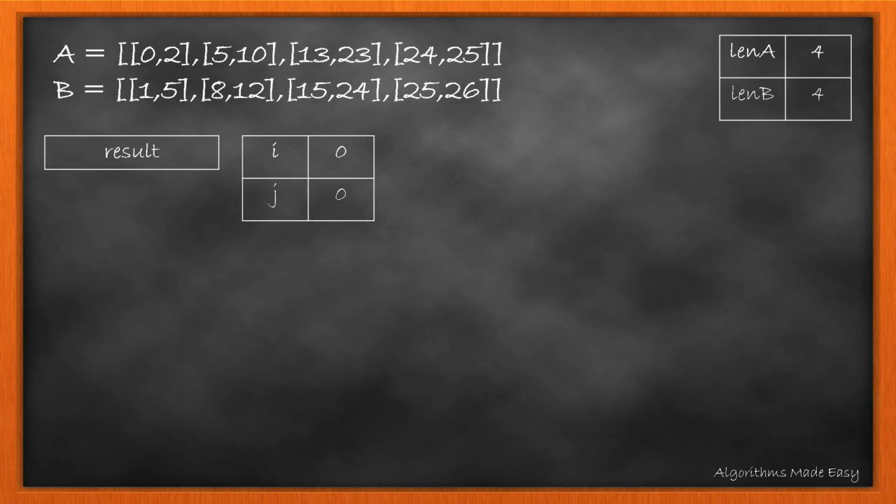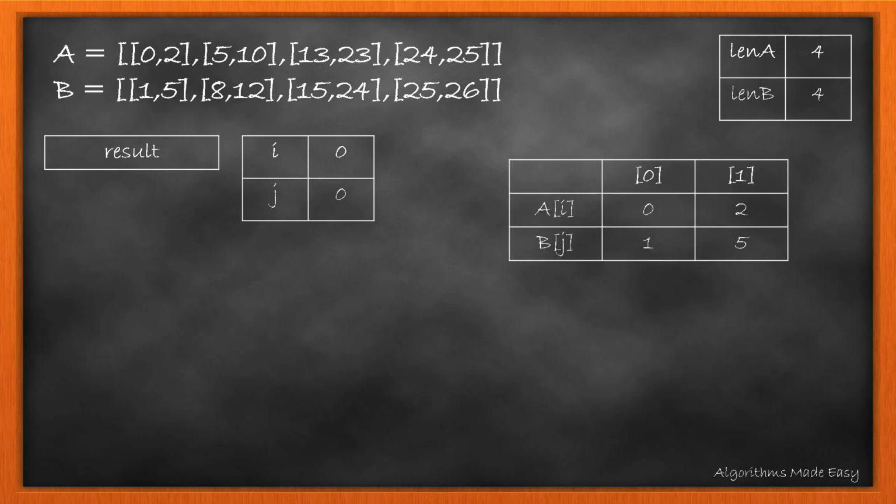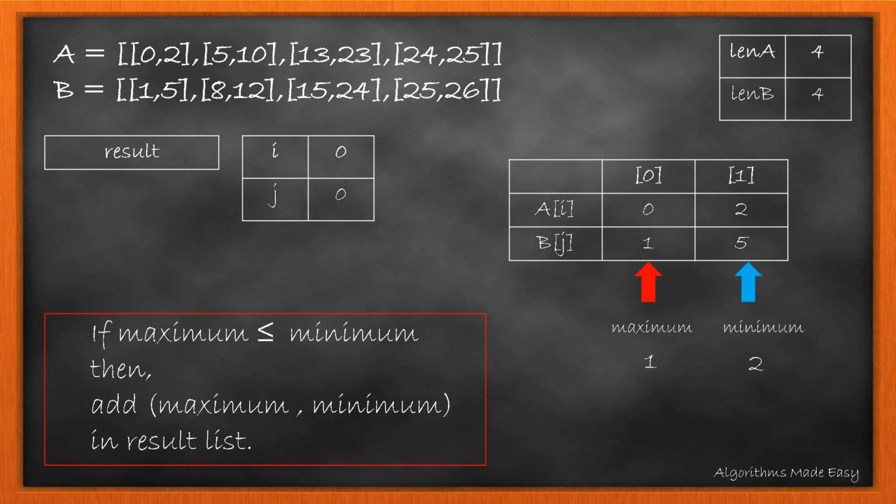Now let's see the example. We have two input arrays with ranges. We will initialize the result list and indexes i and j with 0. We will continue to iterate till both i and j are less than the length of A and the length of B. We will take the values of A at i and B at j. We will then find the maximum and minimum between the two. We get the maximum as 1 and minimum as 2.